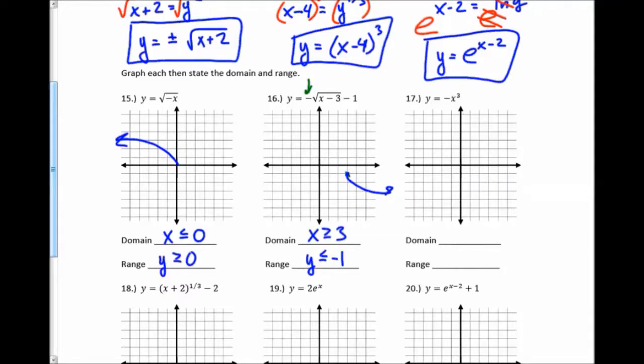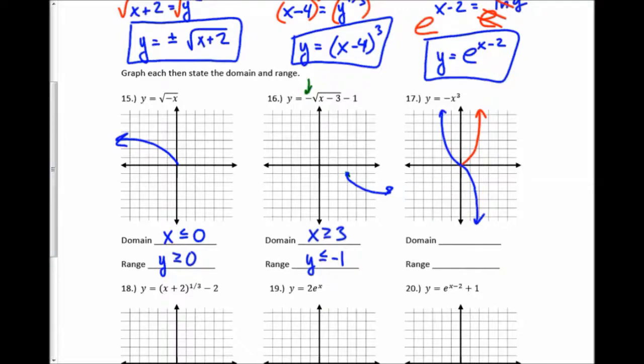Okay? If I take a look at the next one, again, the original function, the parent function, would look like this. It's that twisted parabola. That's what x to the third functions look like. But this is negative, which means I'm going to flip it, which means this part that was going down is now going to go up, and the part that was going up is now going to go down, so it's going to look like this.